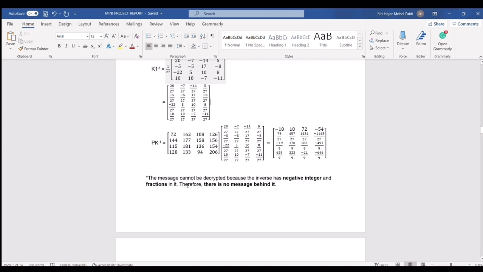So we conclude that the message cannot be decrypted because the inverse has negative integers, which are not included in the reference Alung sent to Busu. Negative numbers are not in the reference, and there are no fractions in the reference either, so there's no message behind it.